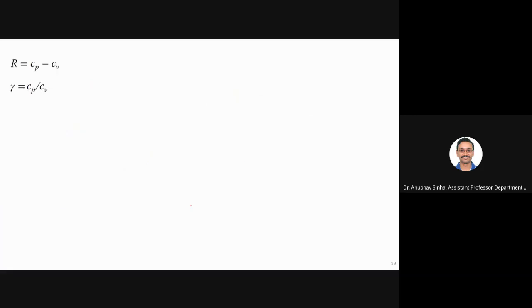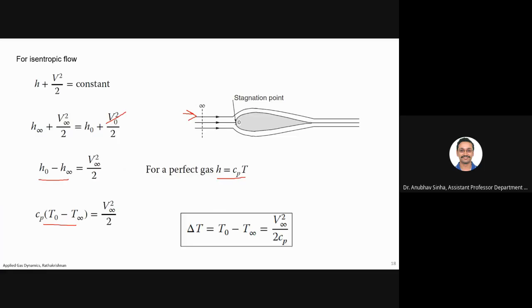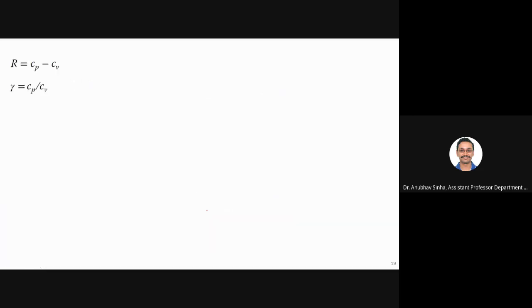Now, one thing I wanted to mention here. Because we are talking about the saturation point, if I have brought that fluid to rest adiabatically, these are called stagnation conditions. If that fluid is not losing any energy, then this H0 becomes the stagnation enthalpy and T0 becomes the stagnation temperature. That anyway, we'll talk about in detail in later slides, but just to give you some background.